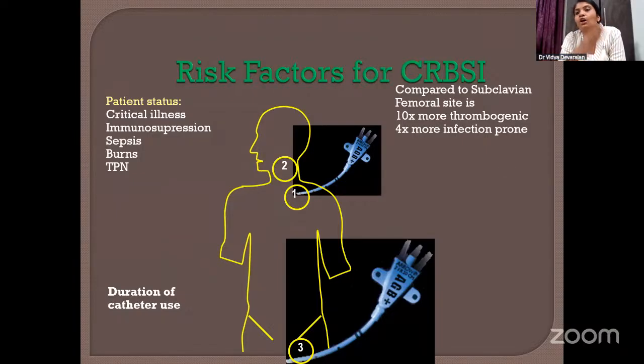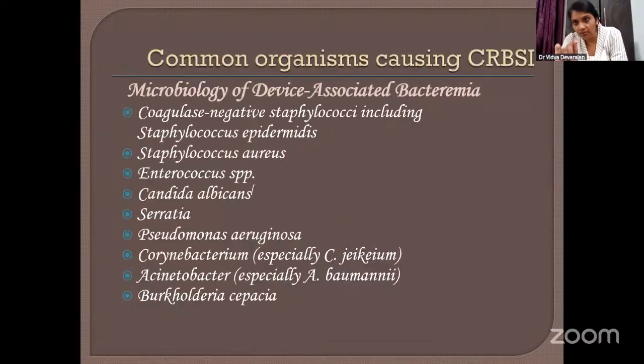You will definitely see what grew, because you will have to look for loopholes in the spectrum. So what are the risk factors for CRBSI? Remember, compared to subclavian, femoral site is more thrombogenic and more infection prone. It is also the duration of catheter use. The patient state, like critical illness, immunosuppression, TPN, burns, are all risk factors. So the earlier the better, get the catheter out.